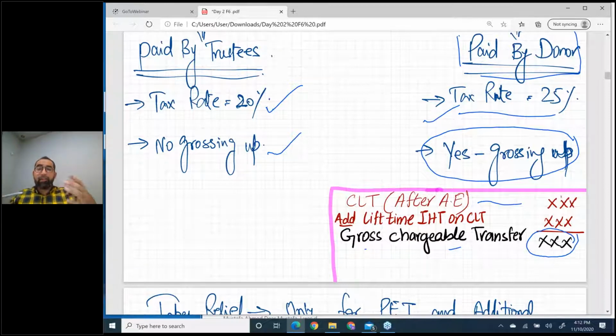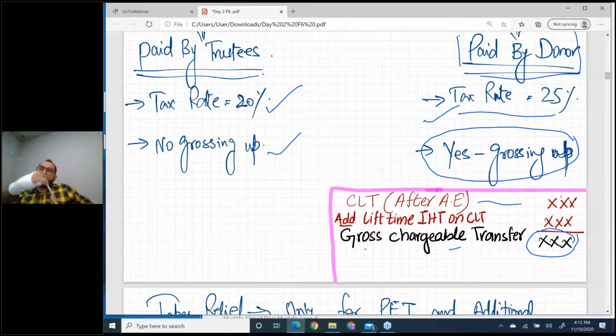Look at me very carefully. My camera is on. Look at me. You know the rule. IHT is always calculated on decrease in wealth of the donor. Now listen, this time the donor is paying the tax. See, look at me. So let us say the donor is gifting this pen.